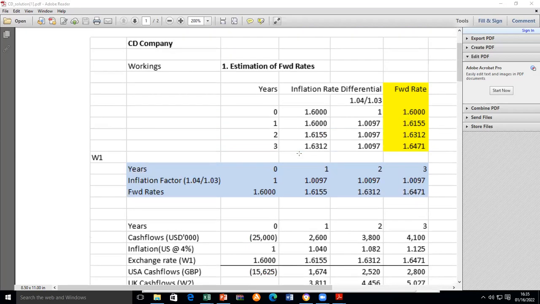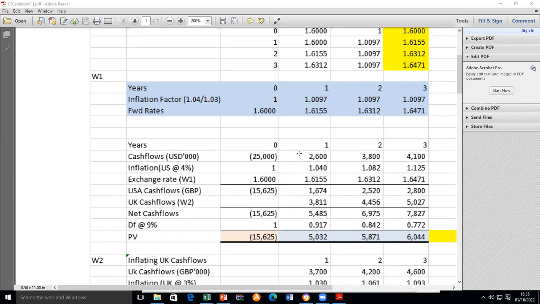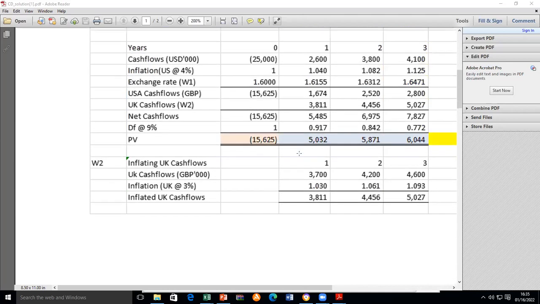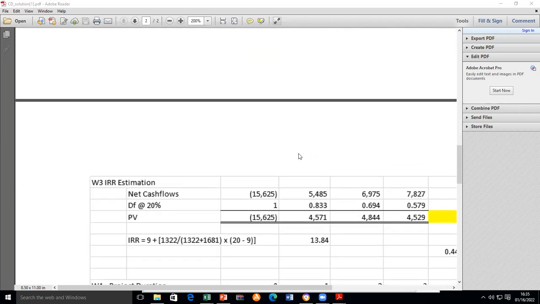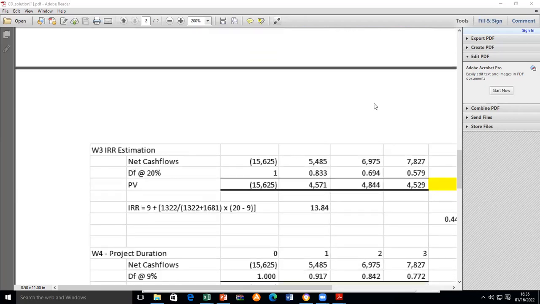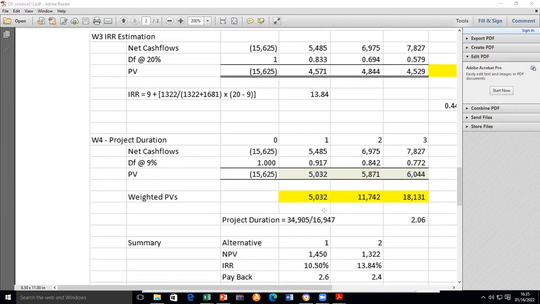So we are able to estimate the forward rates. We did the cash flows there, the UK cash flows, the US, and we discounted. That we're able to do together. The internal rate of return, if you tried it, if you use 29%, 13.4 is the correct answer.